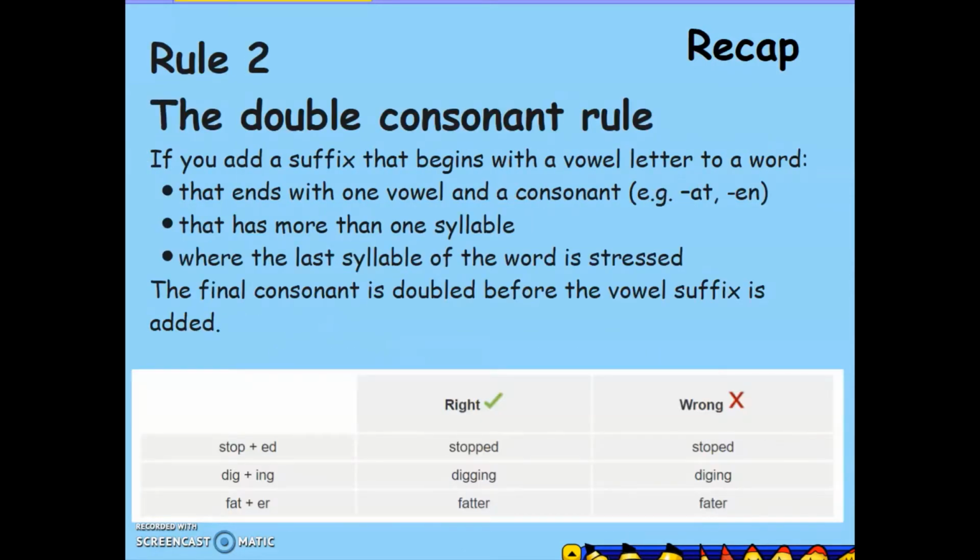Our second rule that we looked at was the double consonant rule, where you have to double the consonant at the end of words that end in a vowel and a consonant, where you can hear the last syllable, where it's stressed. Words like stop, dig, fat would become stopped, digging, and fatter with two of the consonants in the middle. Double P, double G, and double T.